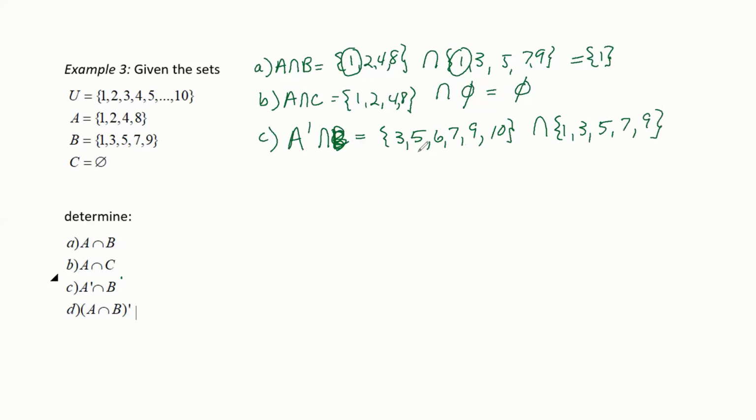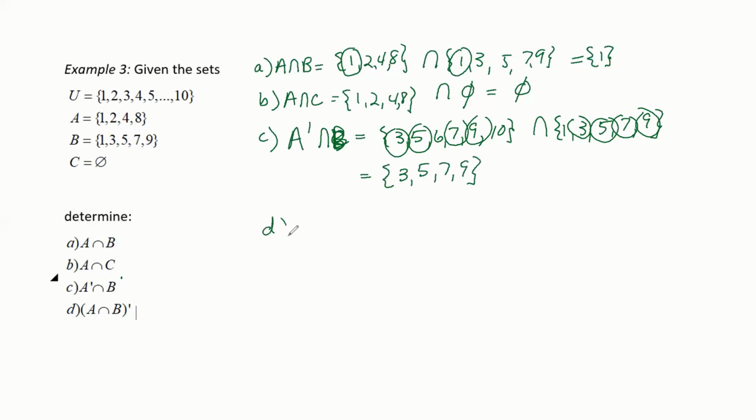Here's where they intersect. We have 3 in both, 5 in both, 7 in both, and 9 in both. I like to check them off so I don't miss any. So we have the set 3, 5, 7, and 9.